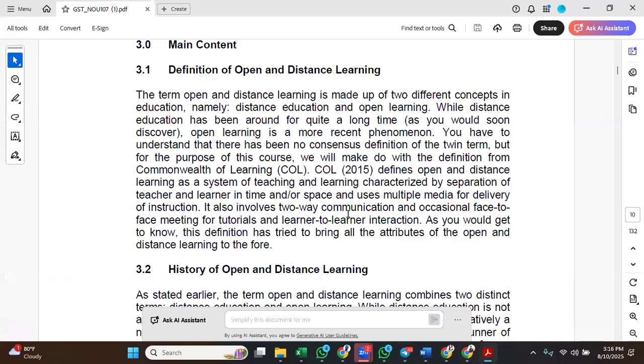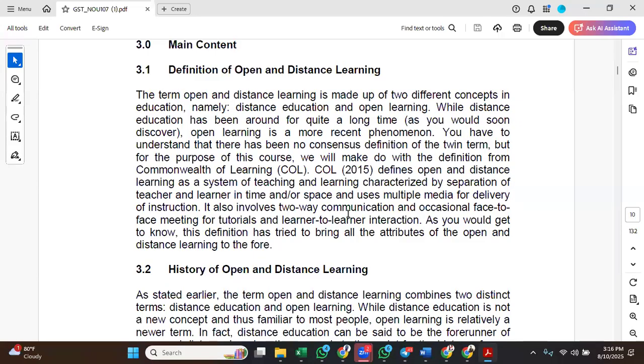So, what is the definition of COL for open and distance learning? A system of teaching and learning characterized by 1. Separation of teacher and learner in time and or space. Number 2, and uses multiple media for delivery of instruction. This definition, if you look at it, is all you are doing now. Both you and your teachers, you are not seeing each other. You are separated in time.